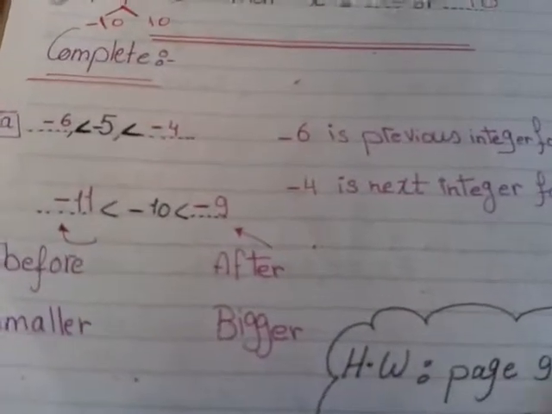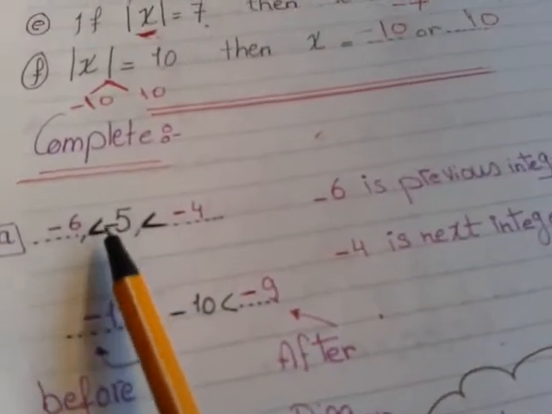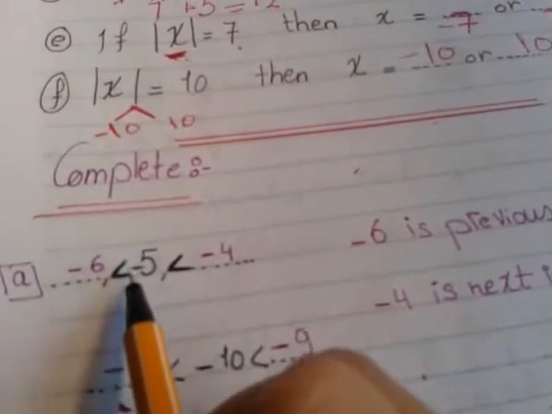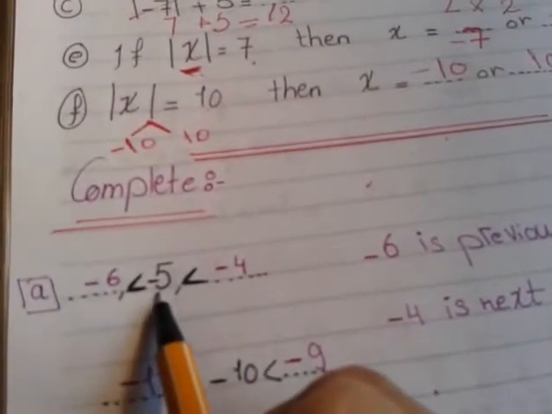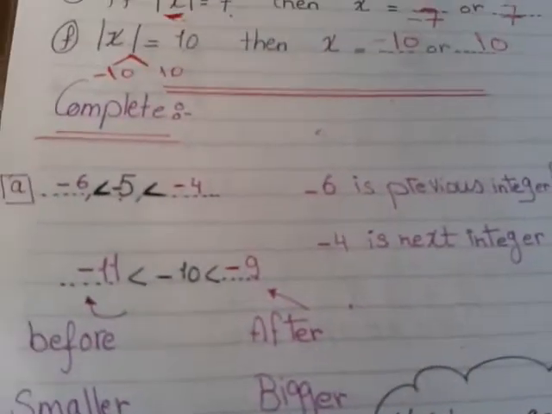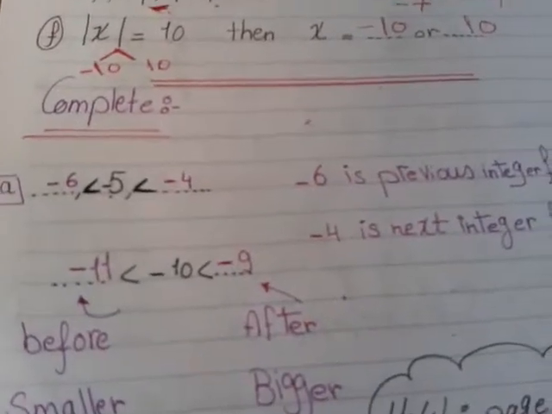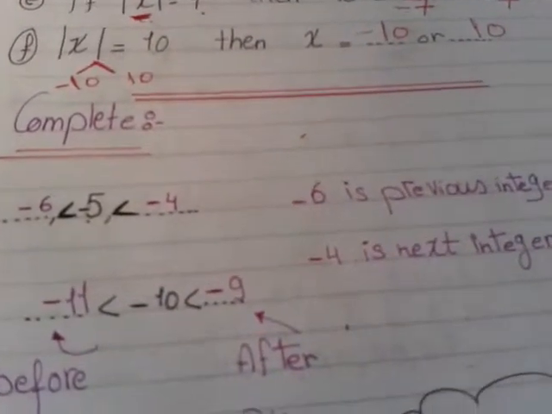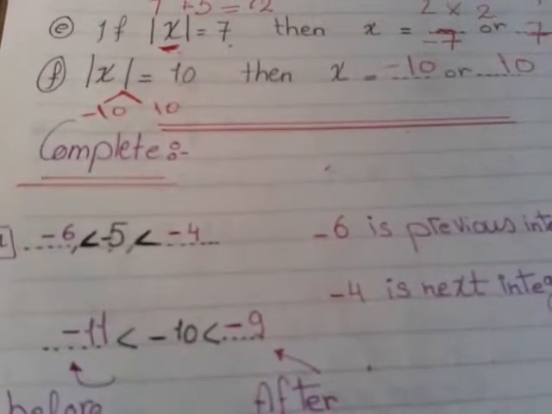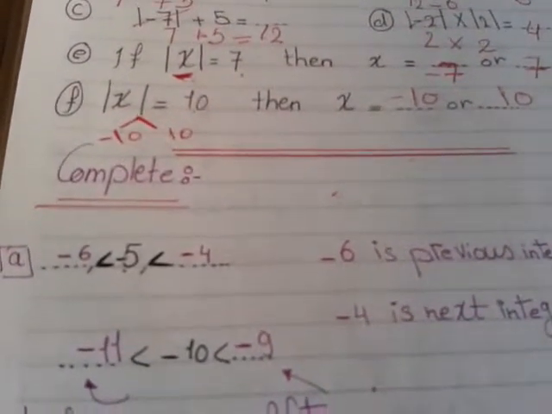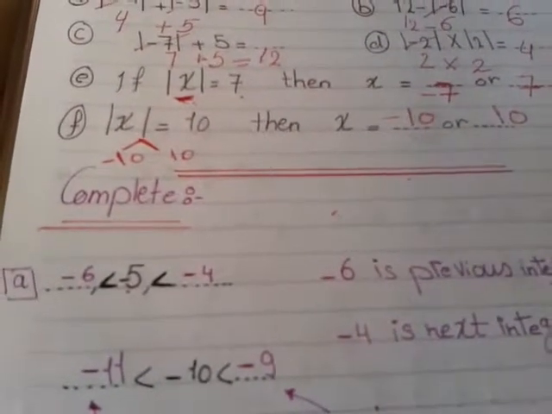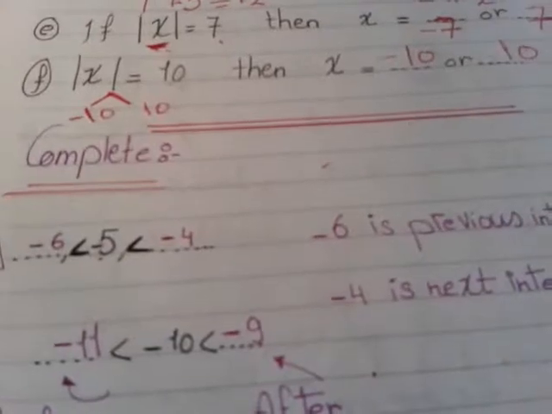Here we have the completion exercise. I need the numbers before and after negative 5 in counting. On the number line, we have the words before and after. Any number before is smaller, and any number after is bigger. Like 2, 3, 4. What is before 3? It equals 2, and 2 is smaller than 3.